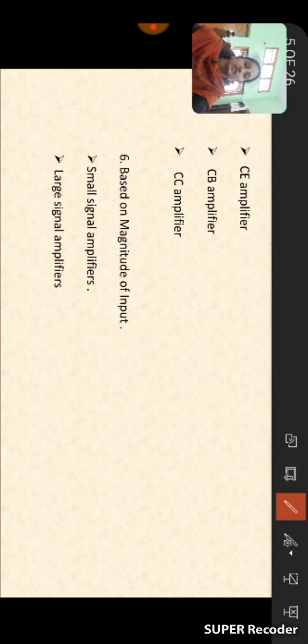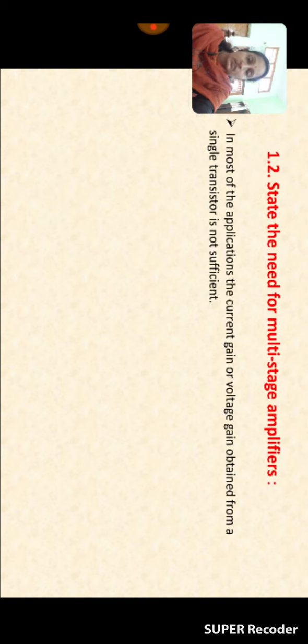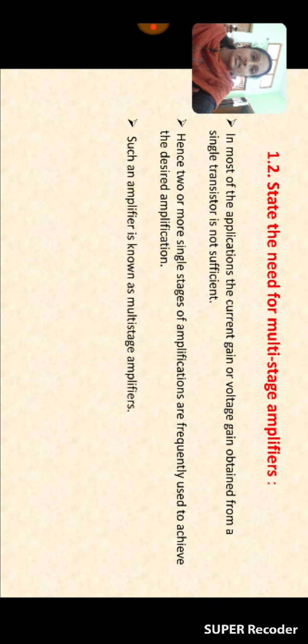Here small signal amplifiers means if it is used to increase the level of small range of the signals, small amplitudes, then that is called small signal amplifier. If these amplifiers are used to increase the large amplitudes, then that is called large signal amplifier. Is it clear? Next one, so need of multi-stage amplifier.